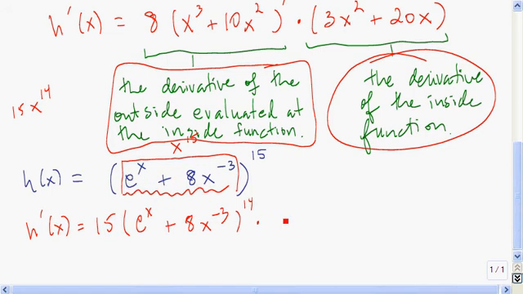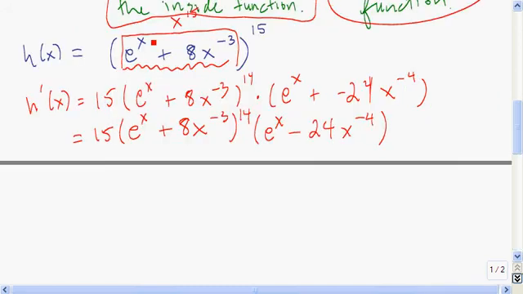The derivative of e to the x is e to the x. So plus the derivative of 8x to the negative 3. We bring down the negative 3, so that's negative 24, times x raised to the negative 3 minus 1, or negative 4. Okay, so we can clean this up a little bit. So we get that the derivative of e to the x plus 8x to the negative 3, all raised to the 15th power, is 15 times e to the x plus 8x to the negative 3 raised to the 14th, times e to the x minus 24x to the negative 4.